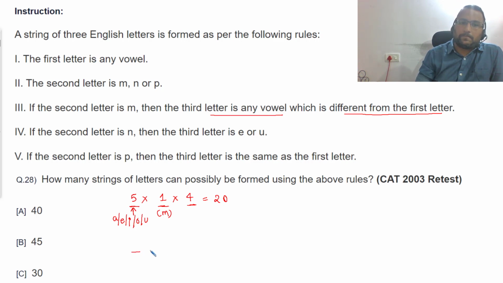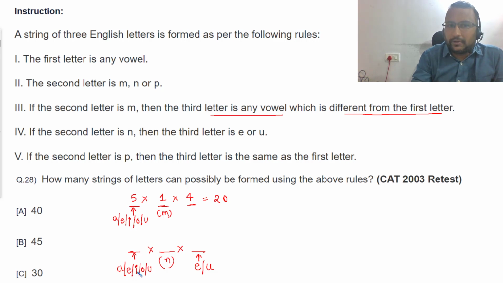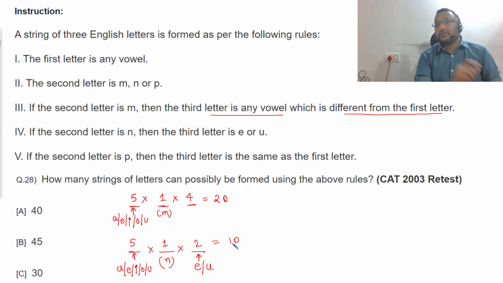Now if the second letter is N, then what will happen, everyone? Third letter is either E or U, and the first letter is any vowel, A, E, I, O, U. Nothing is mentioned about the repetition, so the repetition is allowed. For the first place 5 choices, second place 1 choice, and the third place there are 2 choices. So total 10 three-letter words are possible, everyone, here.